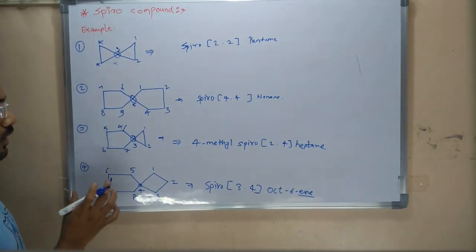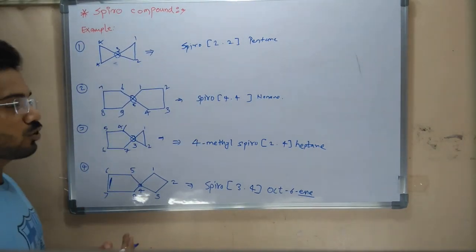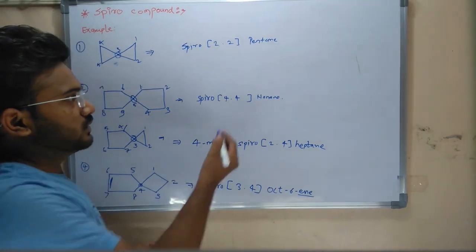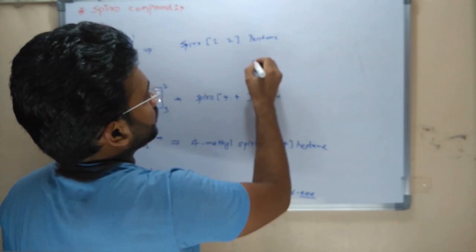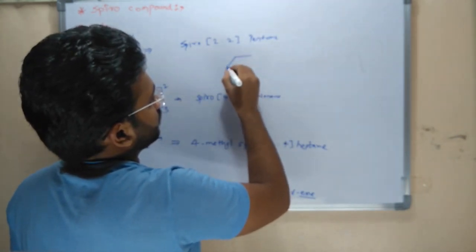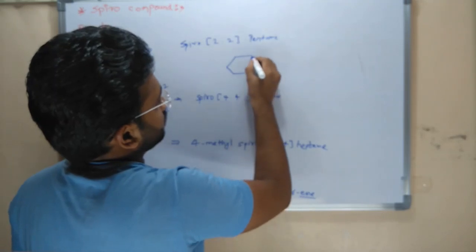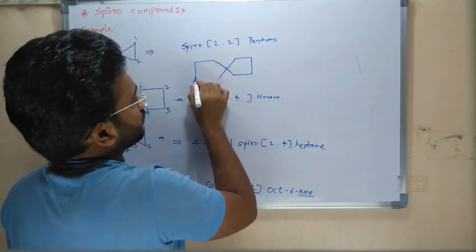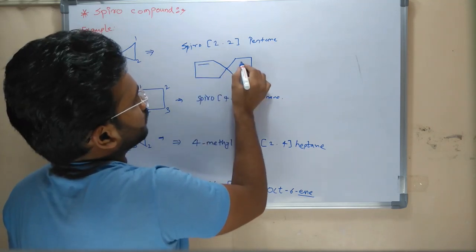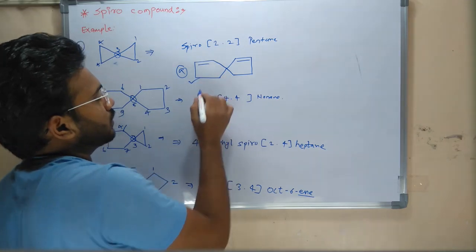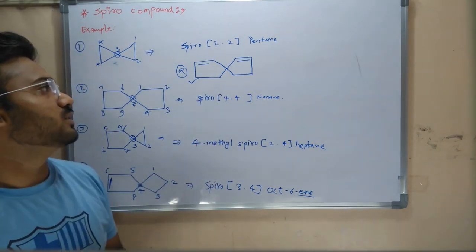This is very easy way to write the IUPAC nomenclature of the spiro compounds. If you want, I will give you one example to practice. This is an example for you. You can give the answer in the comment box.